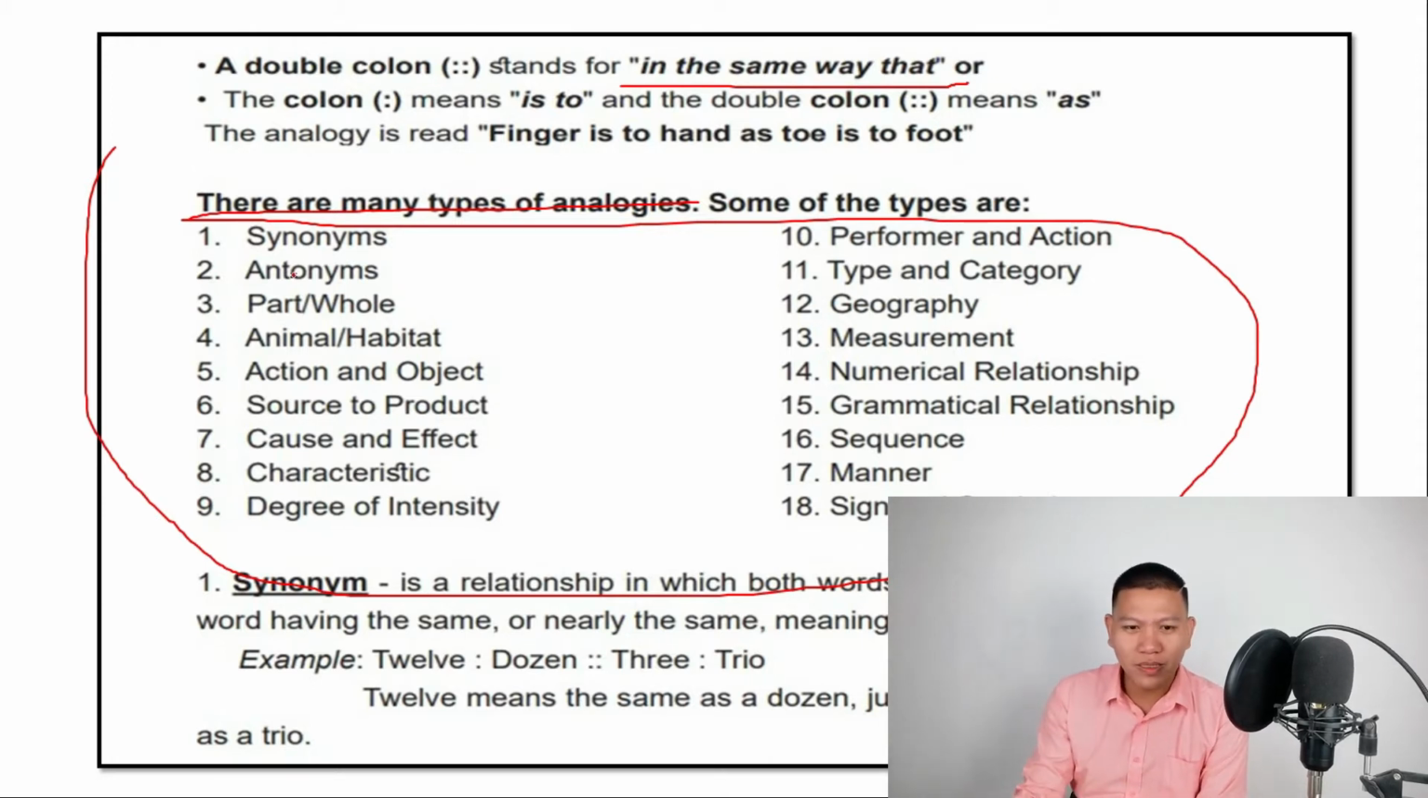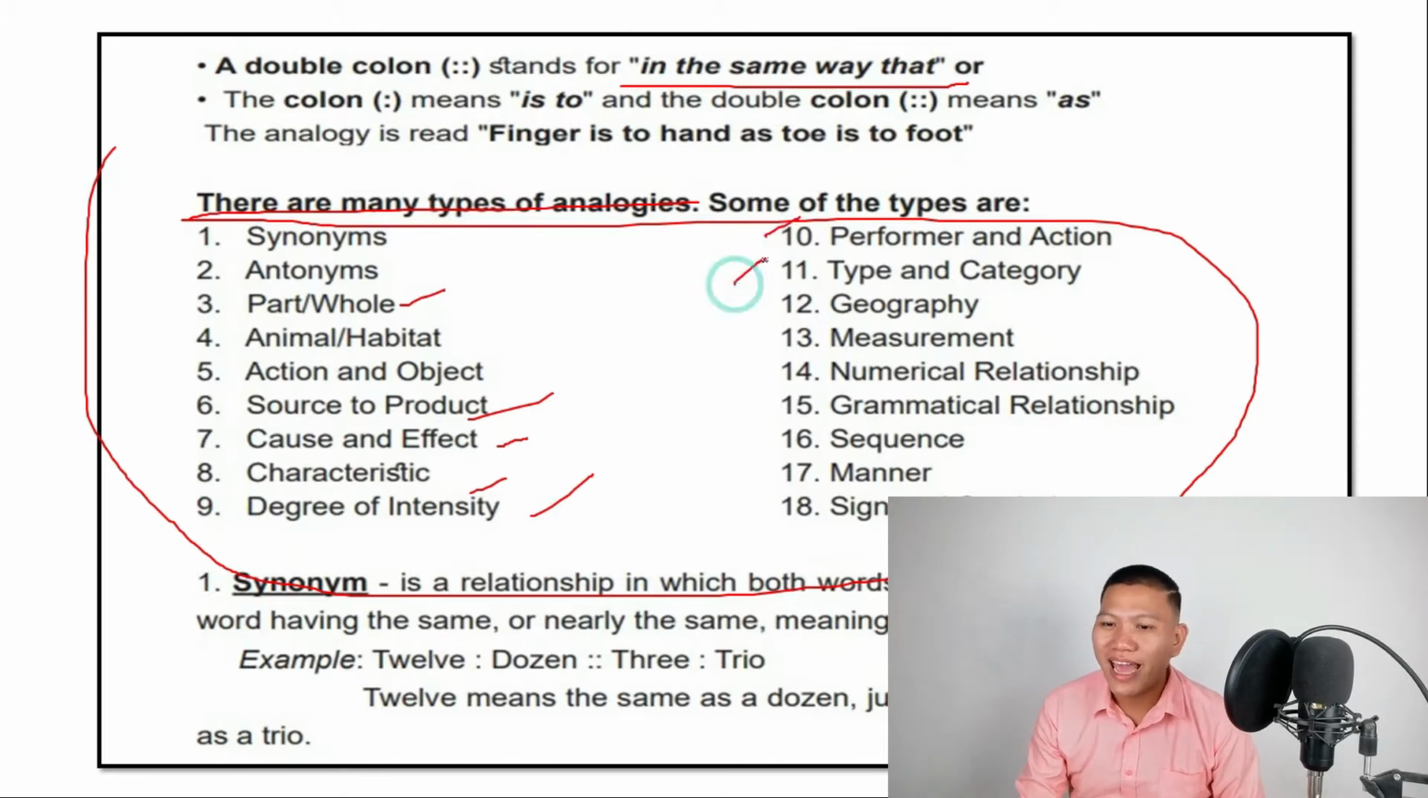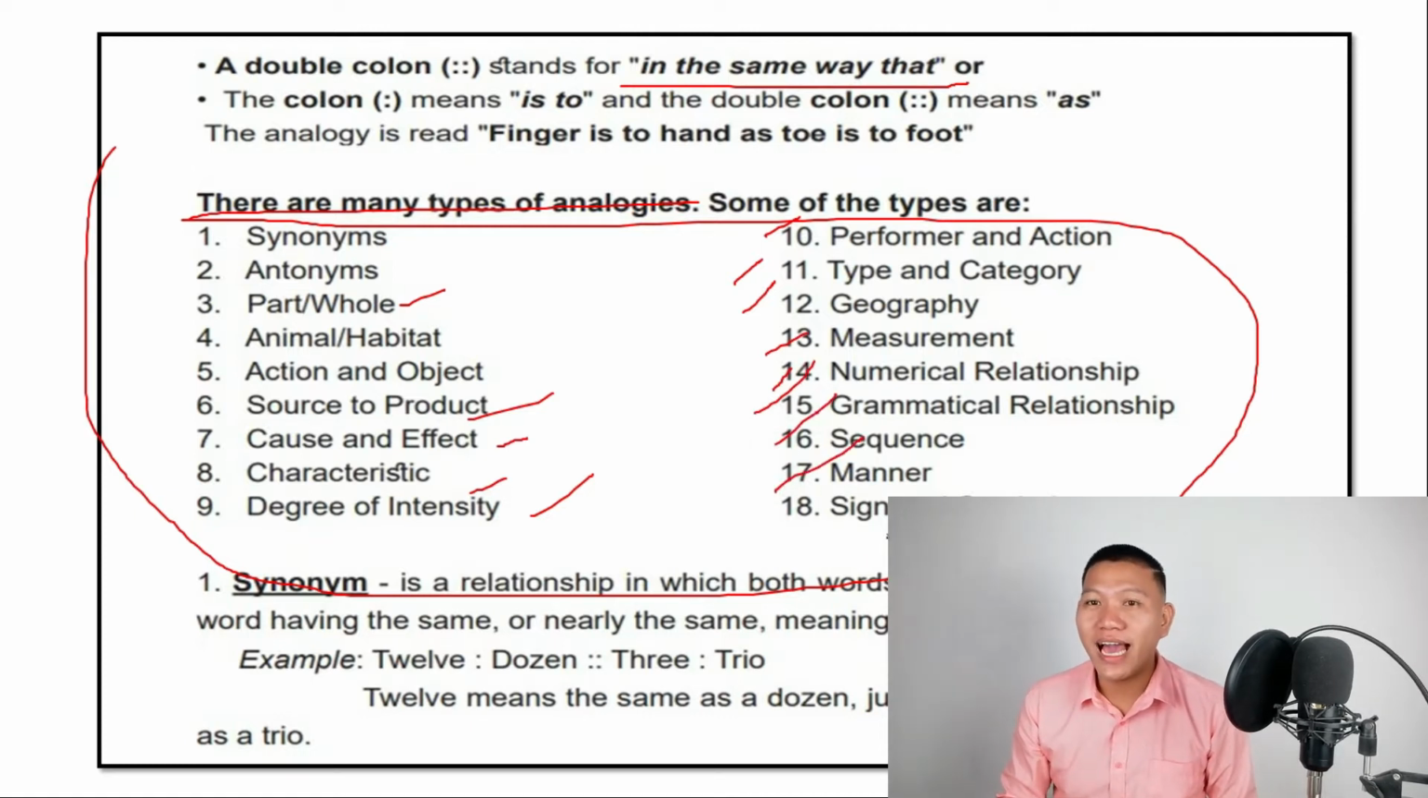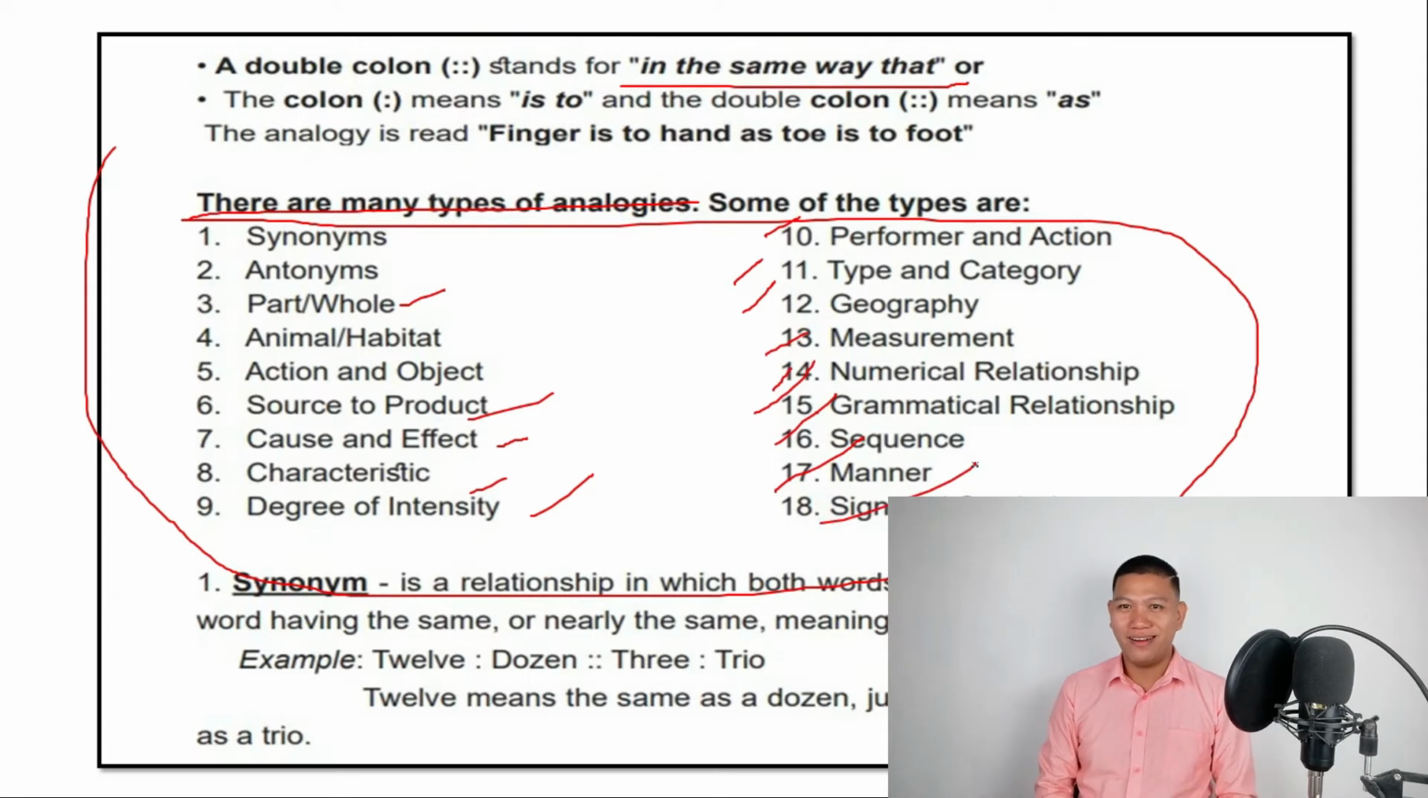Number 1 is synonyms. We have antonyms. We have part or whole, animal to habitat, action and object, source to product, cause and effect, characteristic, degree of intensity, performer and action, type and category, geography, measurement, numerical relationship, grammatical relationship, sequence, manner, and sign and symbol. Are you ready to discuss now?